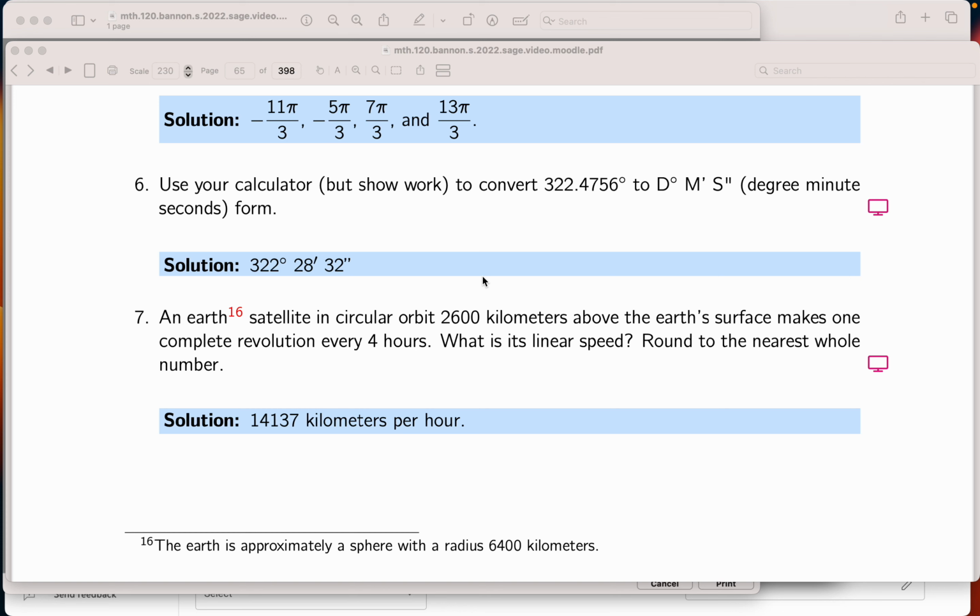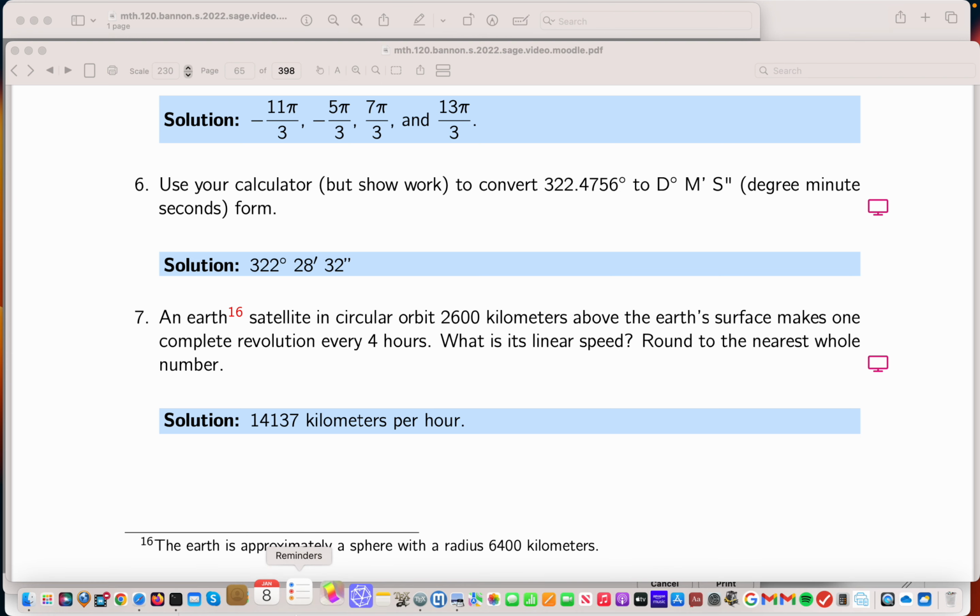Use your calculator to convert this number to degrees, minutes, seconds. It's in degrees now, so I definitely have 322 degrees. And what I want to do is find that fractional part, what it is in terms of minutes and then in terms of seconds. So what I'm going to do is open up Sage.